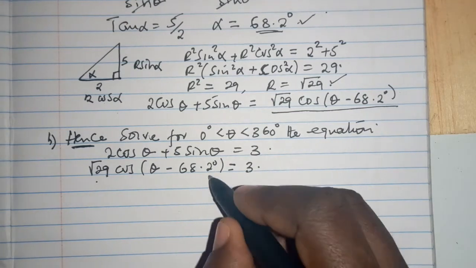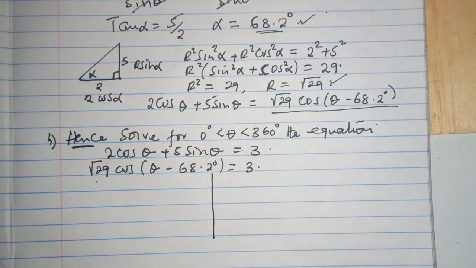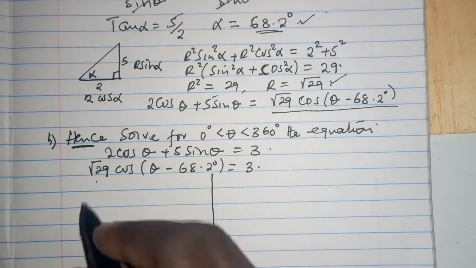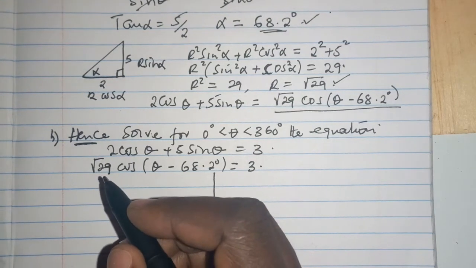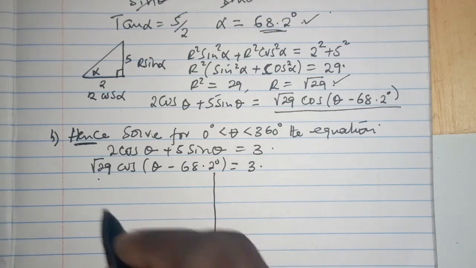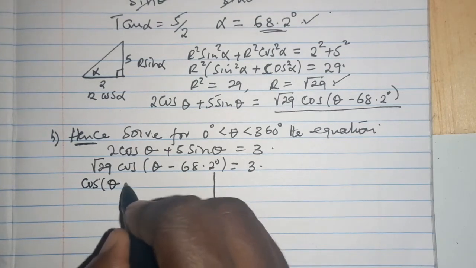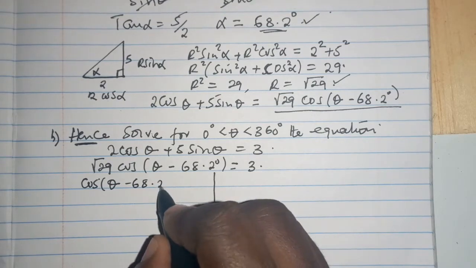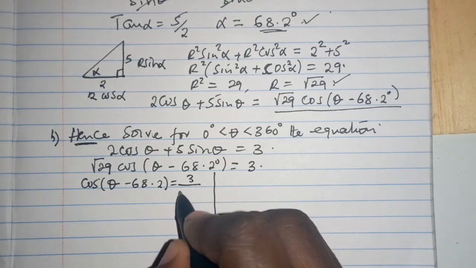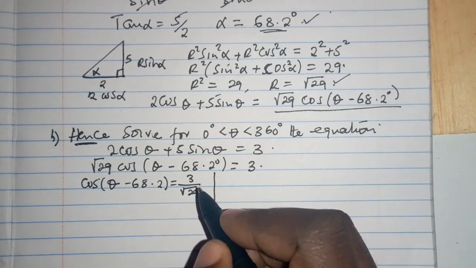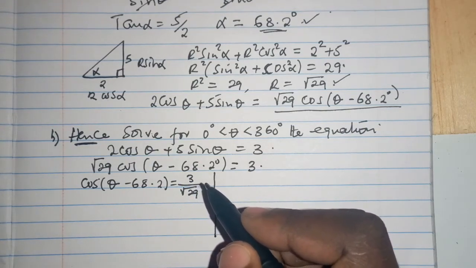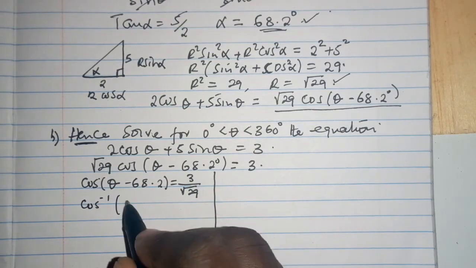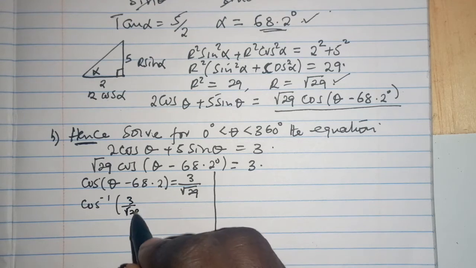Without further ado, we need to divide everything by the root of 29. We are going to have that the cosine of theta minus 68.2 is equal to 3 divided by root of 29. And what do we have? The cosine inverse of this, 3 over root 29.